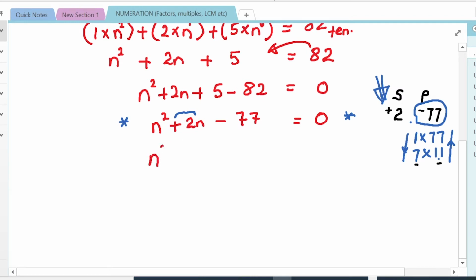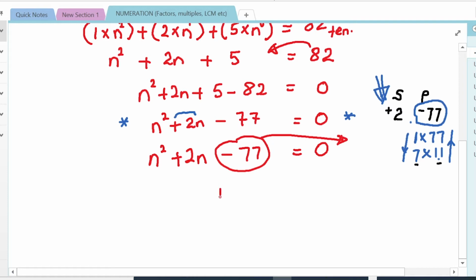So it's going to become n squared plus 2n minus 77 is equal to 0. Let me first rewrite that one. I take that number and put it away first. So it becomes n squared plus 2n is equal to 77. When we are completing squares, we look at the coefficient of the unknown. In this case, the coefficient of n, which is positive 2. So we divide by 2.